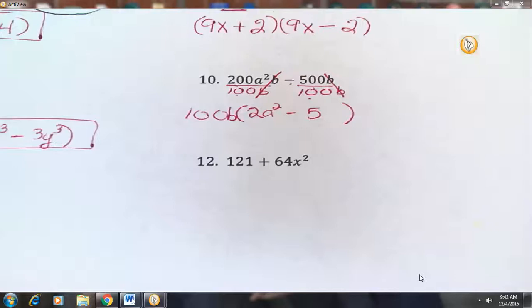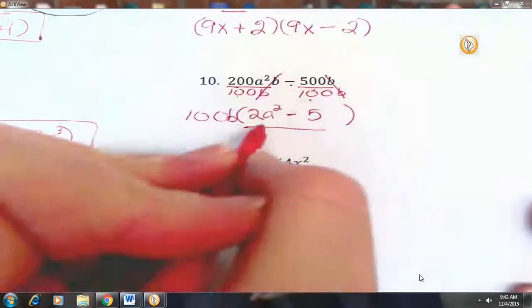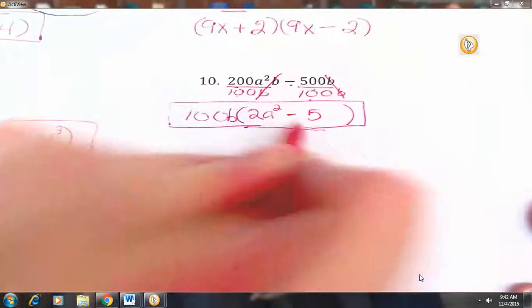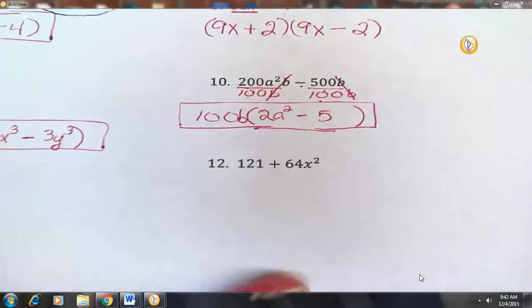Can I factor this further? Is this a difference of squares? It's not. Why not? Because they're not perfect squares. 5 isn't, neither is 2. Very good. So that is actually as far as we can go. 100b times the quantity of 2a squared minus 5. They have to be perfect squares for you to continue to factor.